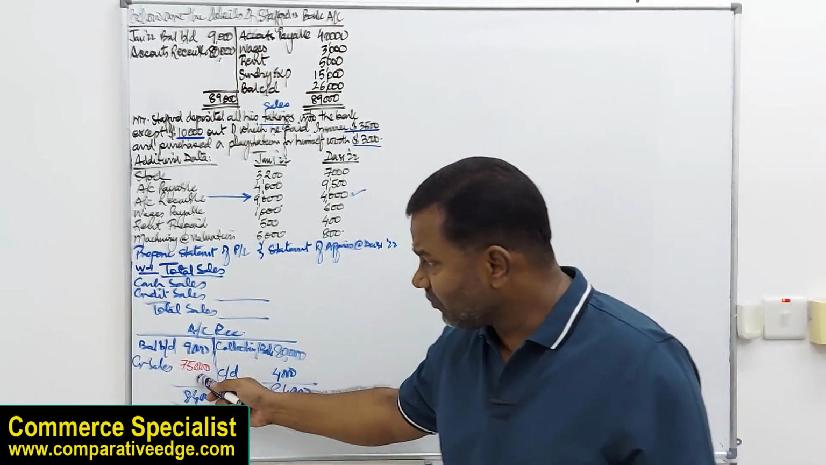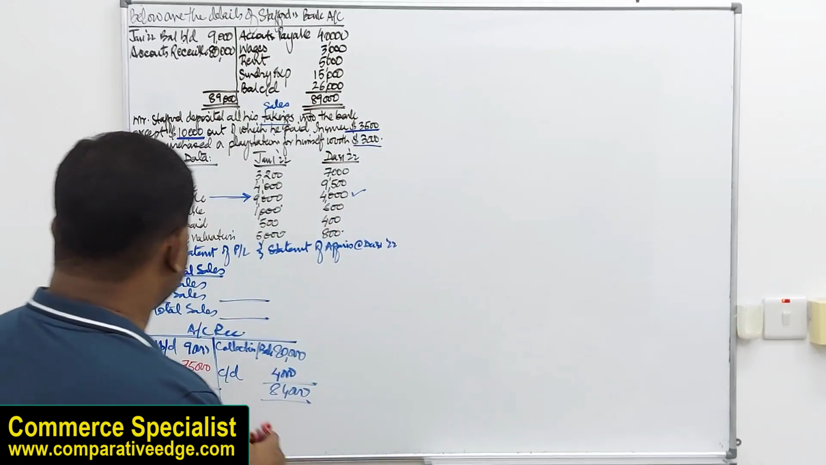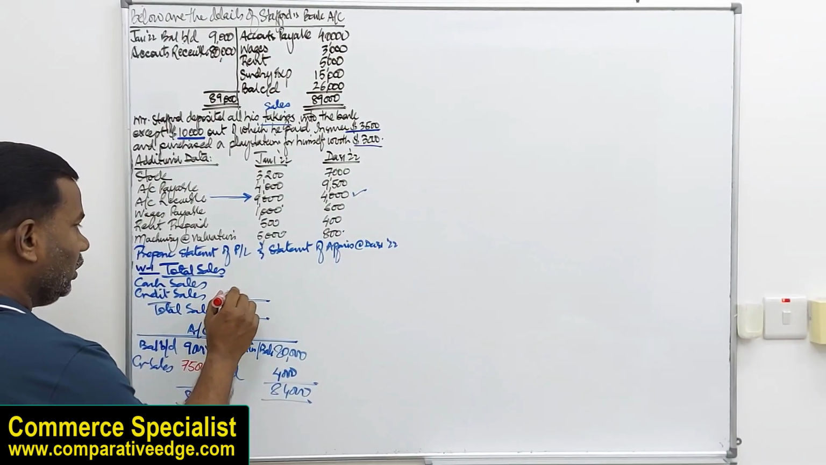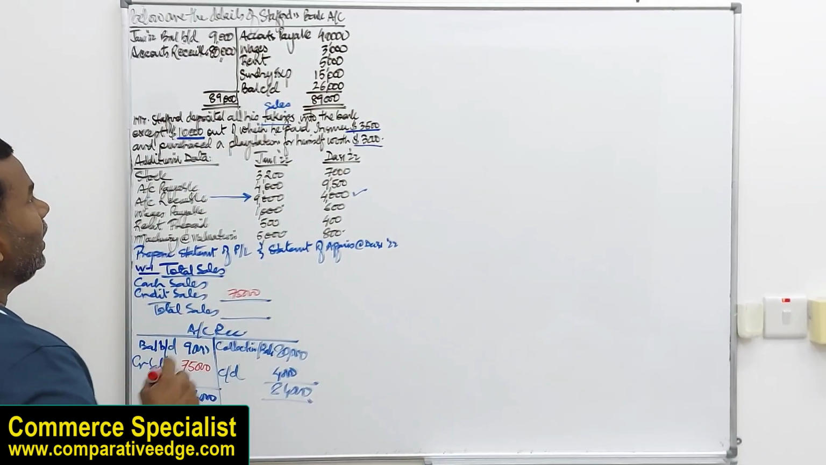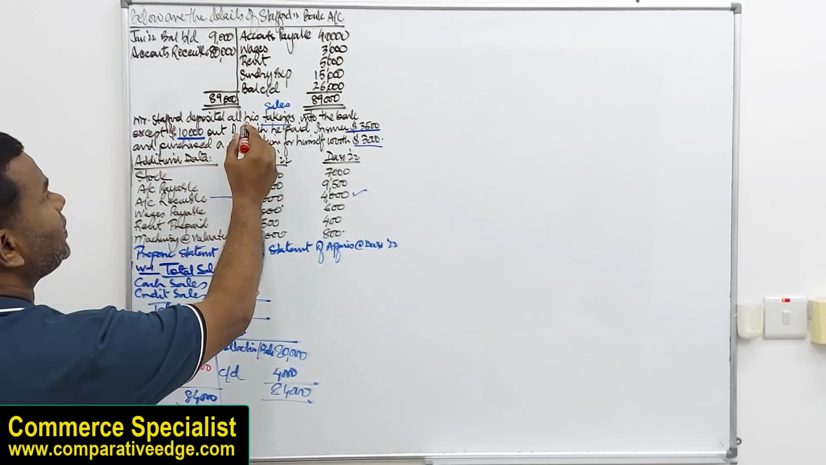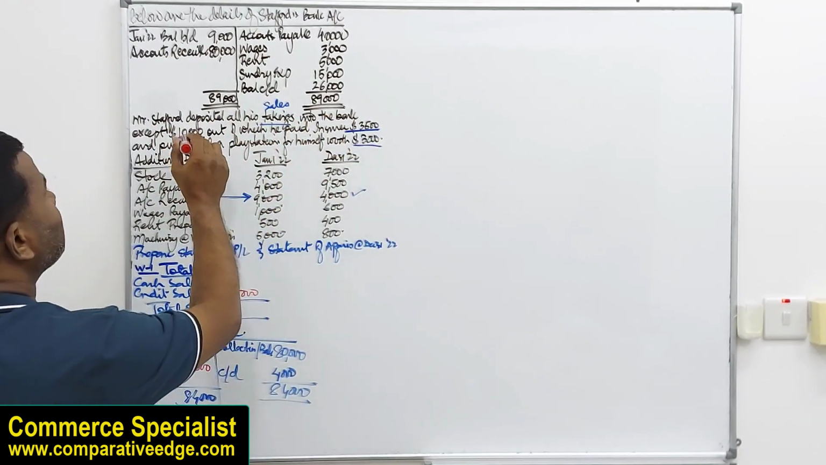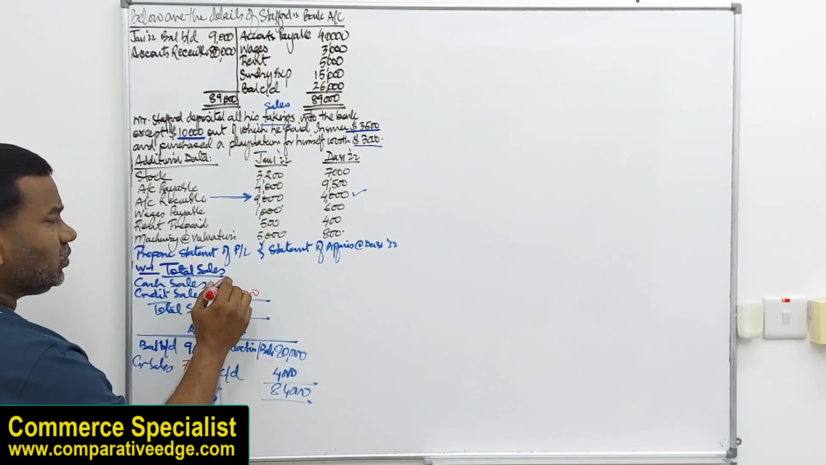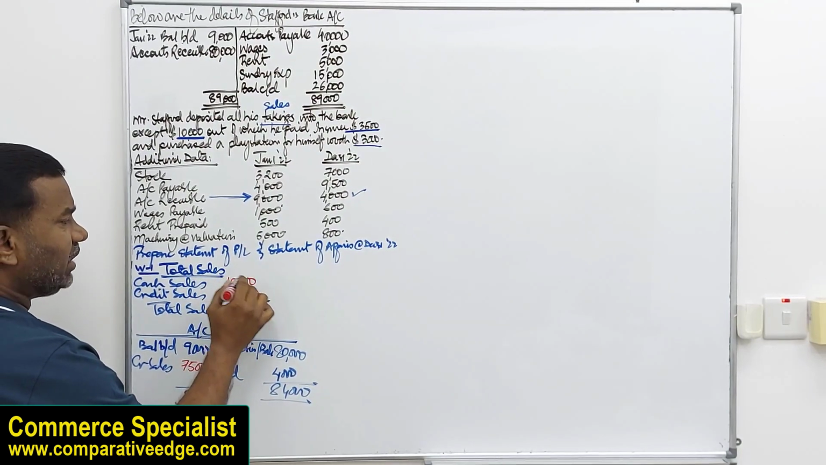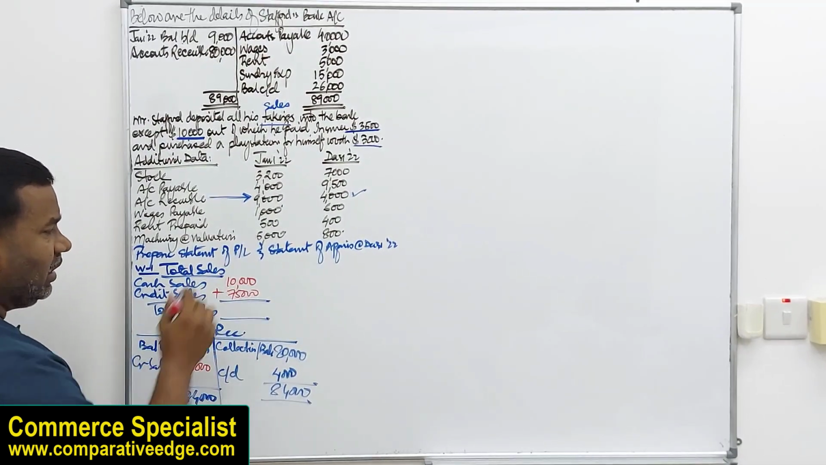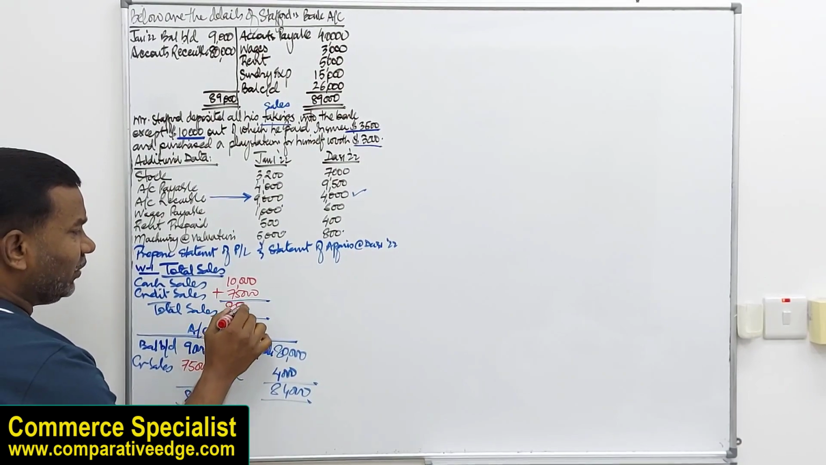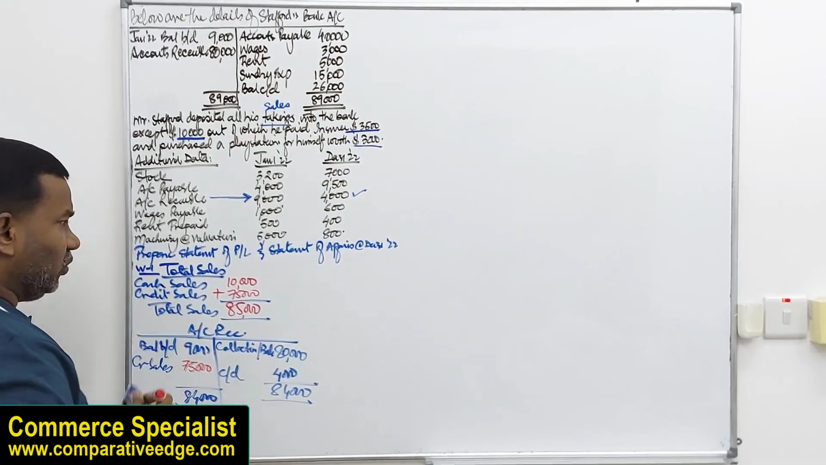So when I have credit sales, I'm taking that here, 75,000. And here it says Mr. Stafford deposited all his sales into the bank except 10,000. So this sales which was not deposited into the bank is available in the form of cash, which is 10,000. So when I add this, I'm getting 85,000. So this is my total sales.